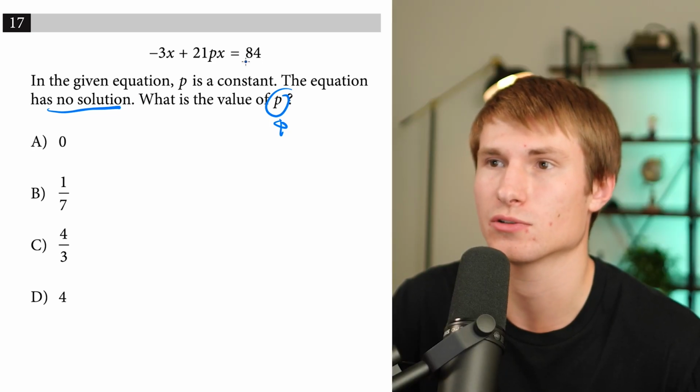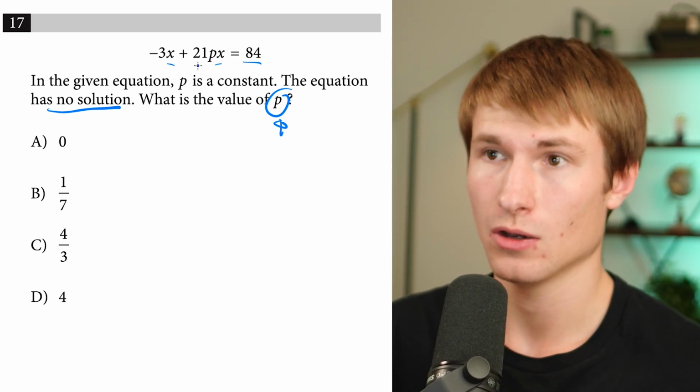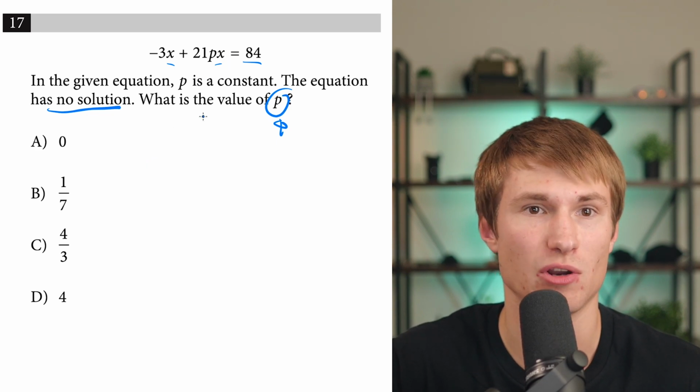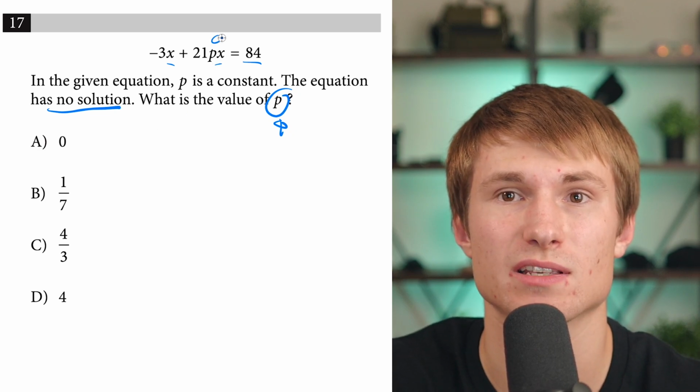Well, because it has no solution, we know it's set equal to a constant. We also know that we have X and a value that will ultimately be with X. So because of this, if there's any sort of number next to X, then we know that we're going to have at least one solution. So in order for there to be no solutions, we need to get this set equal to 0.